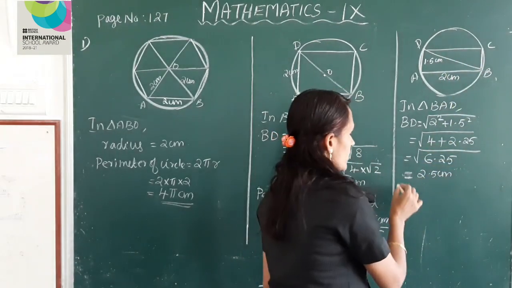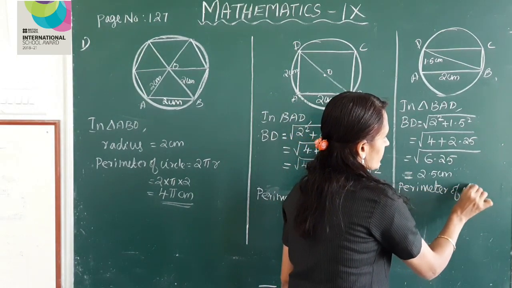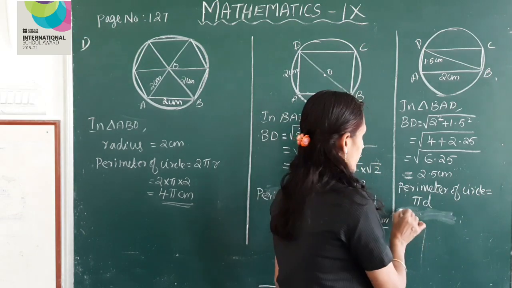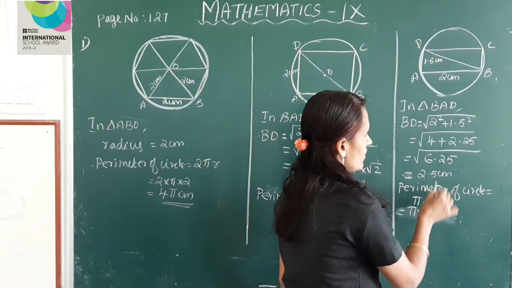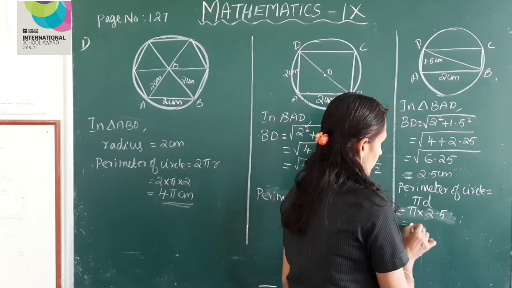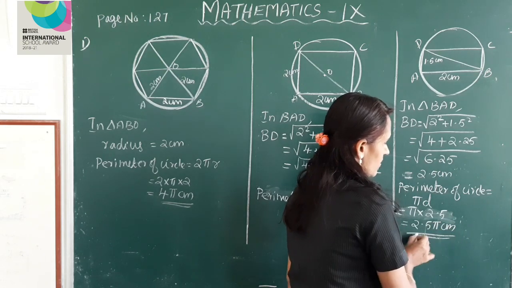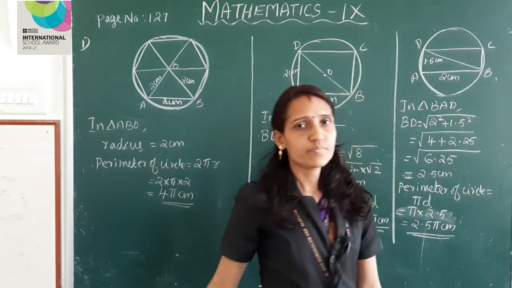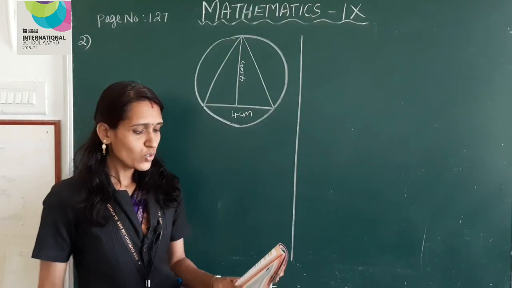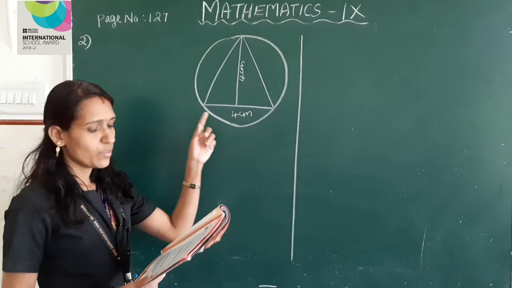Okay. Next, perimeter of circle is equal to pi d. This is equal to pi into here d, that is diameter, is 2.5. This is equal to 2.5 pi centimeter is the perimeter of this circle. Clear, children? Next question. An isosceles triangle with its vertices on a circle is shown in this picture.